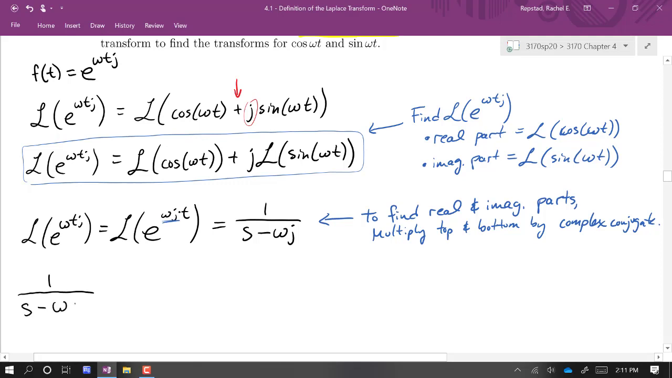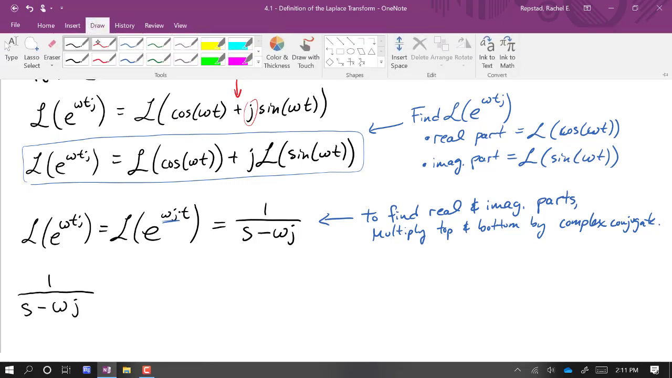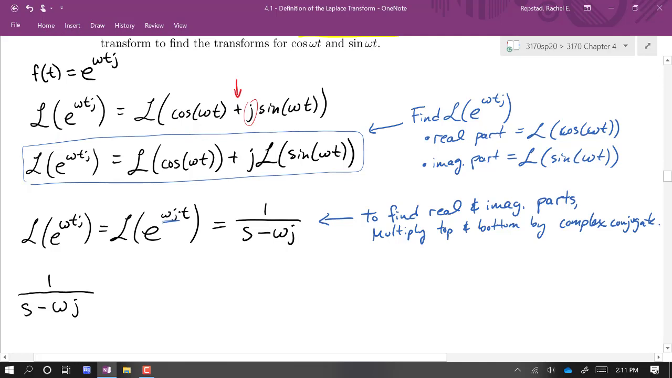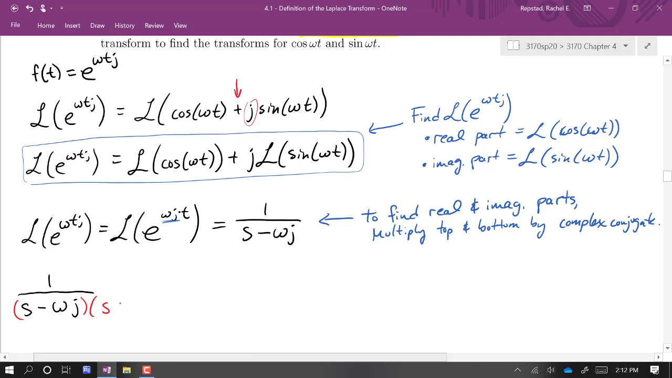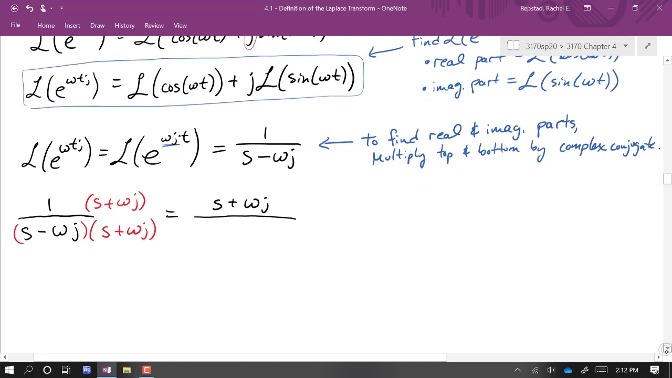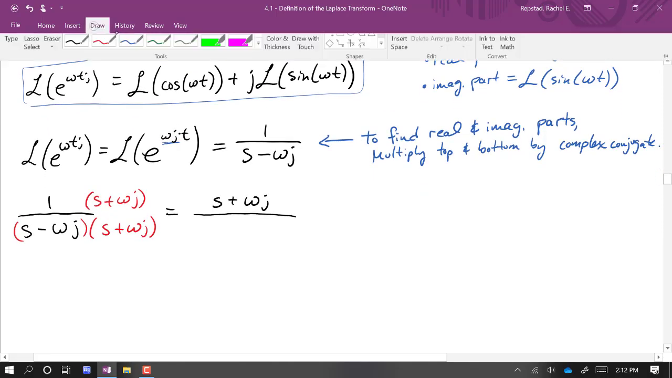Over s minus omega j. So I'm going to multiply top and bottom by the complex conjugate. That's what we get when we just switch this subtraction to addition. So on top we get s plus omega j. On the bottom, we're going to FOIL that out. We can do a little bit of that on the side here.